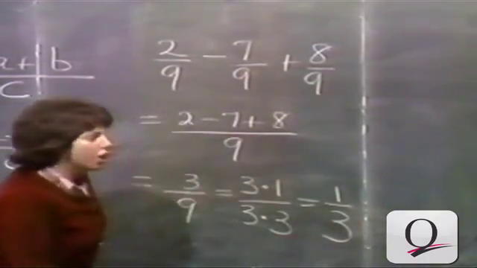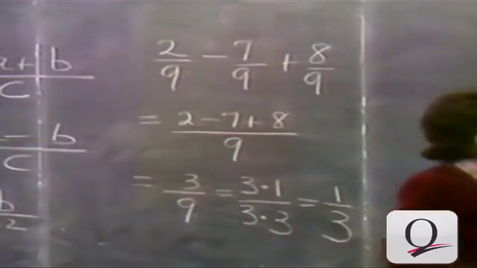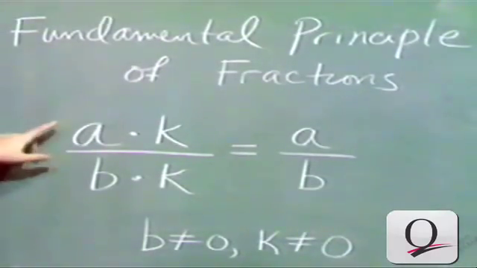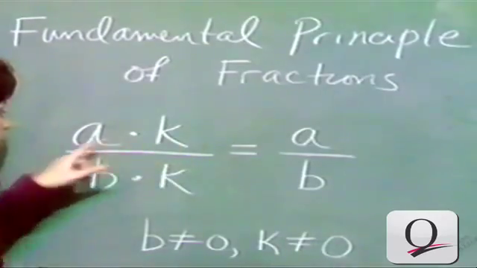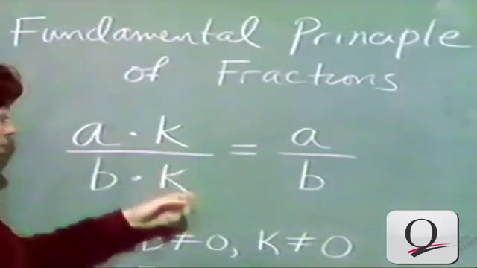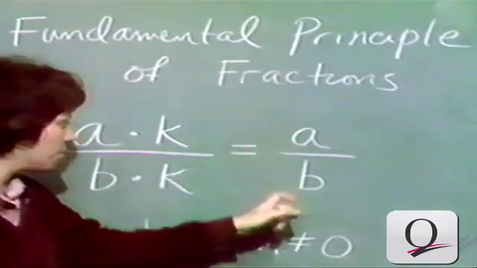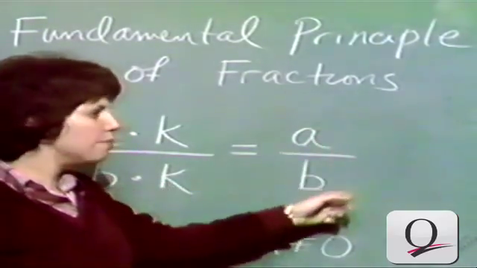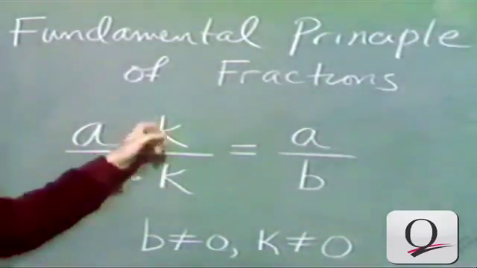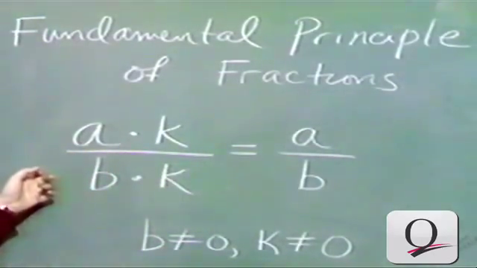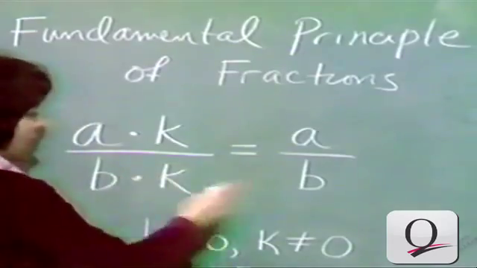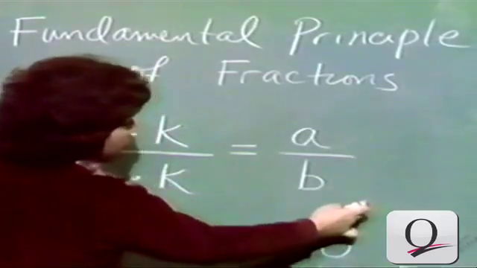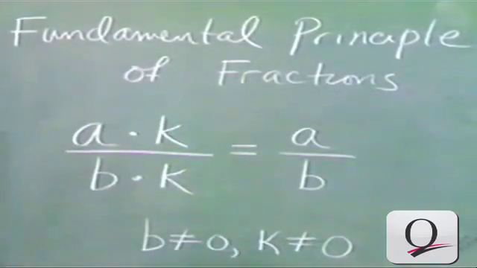I'm going to go over to the sideboard just to review the fundamental principle of fractions for you. If you have a fraction a times k over b times k, you can divide numerator and denominator by k, and this is equal to a over b. Working the other way, if you have a fraction a over b, if you multiply the top and the bottom by the same non-zero number k, you get an equivalent fraction. So going in this direction to reduce fractions, you can cancel the k's. Working the other way, you can multiply the top and the bottom of a fraction by the same non-zero number and get an equivalent fraction.